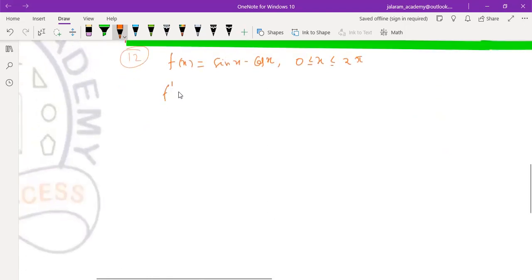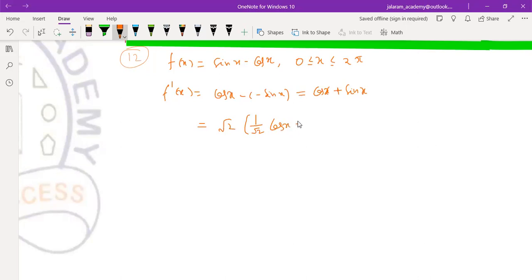So the procedure is the same. First find f dash x. Differentiation of sin x is cos x, and differentiation of cos x is minus sin x. So it is cos x plus sin x. Is that clear to you? Now this cos x plus sin x, so divide by √2, multiply by √2, and then divide by √2. Why? Do you know?